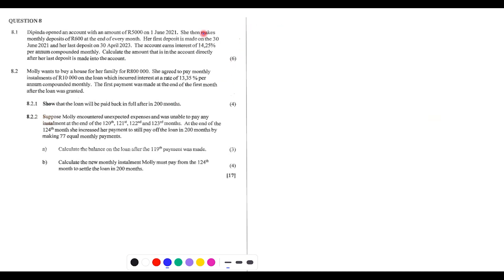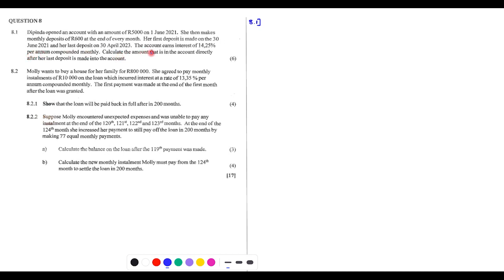All right, now today we're going to be looking at finance, so let's read 8.1 first and see what is happening there. Now 8.1 reads as follows: Tapinda opened an account with an amount of 5,000 on the 1st of June 2021. Right, she then makes monthly deposits of 600 at the end of every month, right? Now her first deposit, right, is made on the 30th of June 2021, and her last deposit is on the 30th of April 2023, right? Now the account earns an interest of 14.5% per annum compounded monthly.